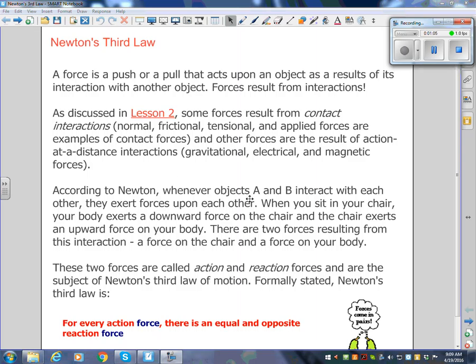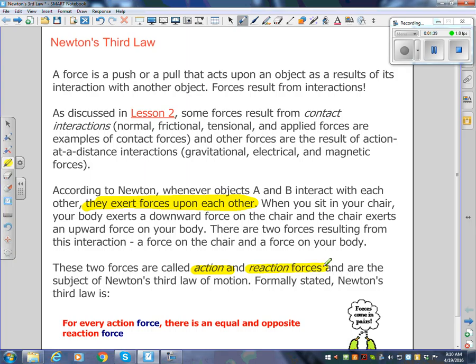According to Newton, whenever objects A and B interact with each other, they exert forces upon each other. And those forces are equal and opposite. When you sit in your chair, your body exerts a downward force on the chair, and the chair exerts an upward force on your body. There's the 2 objects, there's the 2 forces. There are 2 forces resulting from this interaction, a force on the chair and a force on your body. These 2 forces are, of course, called action and reaction, and are the subject of Newton's third law.